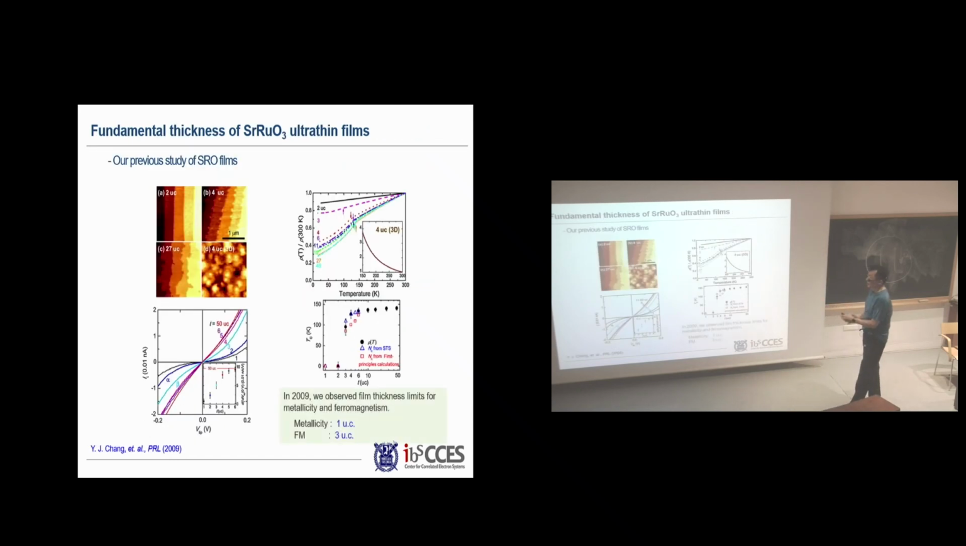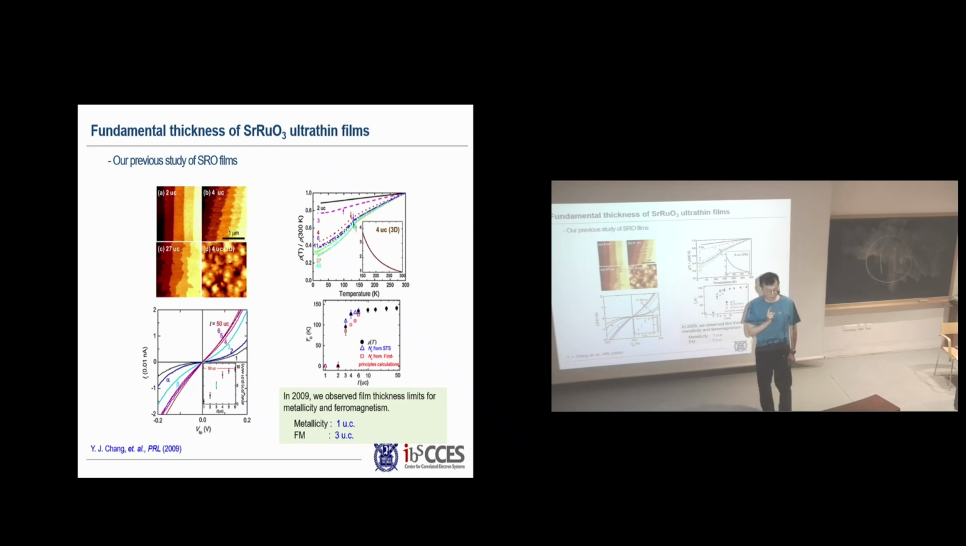However, we addressed this problem in 2009. We grew films with various thicknesses. If you look at it, 27 unit cells is metallic. Keep decreasing the film thickness, even to 2 unit cells, we can make a metallic film. The black line is 2 unit cells, sorry. This is 3 unit cells. So 2 unit cells is metallic. So how about 1 unit cell?